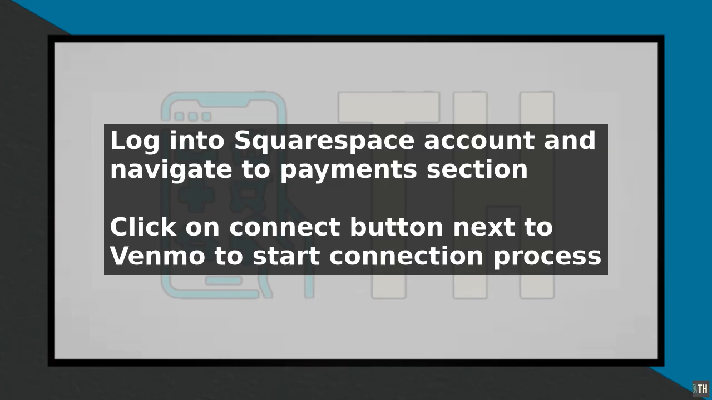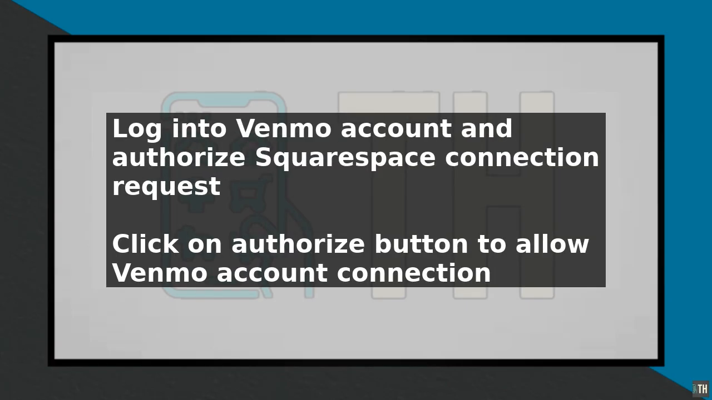In the Payments section, click on the Connect button next to Venmo. You will be redirected to the Venmo website where you will need to log in to your Venmo account. Once you have logged in, you will be asked to authorize Squarespace to connect to your Venmo account. Click on the Authorize button to allow the connection.